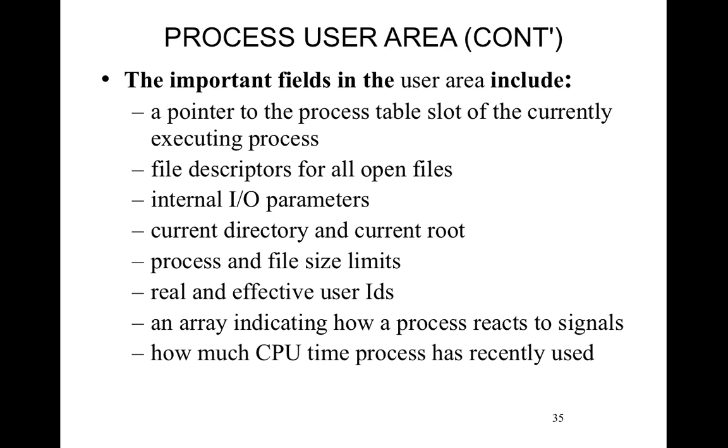Alright, so important fields of user data. We don't necessarily need to go through all this, but a pointer to a process table slot of the currently executing process is kept. File descriptors for any open files are going to be kept here. Internal I/O parameters, current directory, root structures, and so on. And how much CPU time a process has recently used. That's an important one to keep track of.